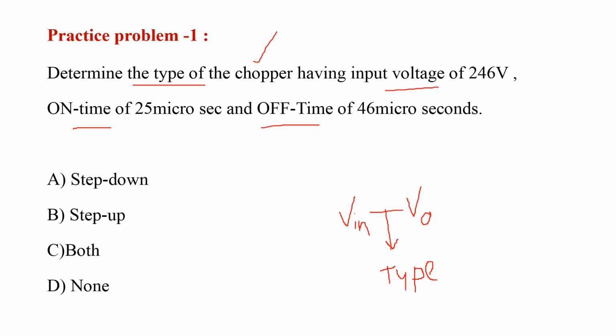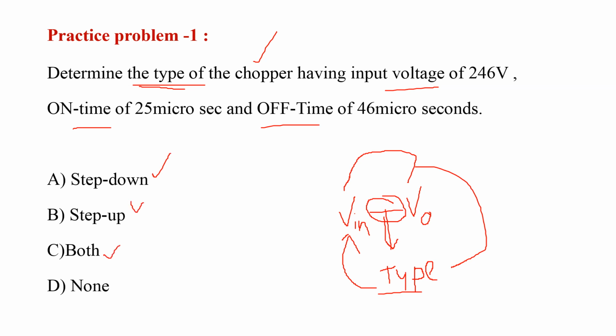It is one of the GATE bits for 2 marks and it is very simple but a very tricky question. Why? Because if we know the input and output relations of the chopper, then only we can get the type of the chopper. But in this problem, we have to determine the type of the chopper. Without knowing the type of the chopper, we won't get the input and output relation, and without knowing the input and output relation, we won't get the type of the chopper. The options given are step down chopper, step up chopper, both or none.